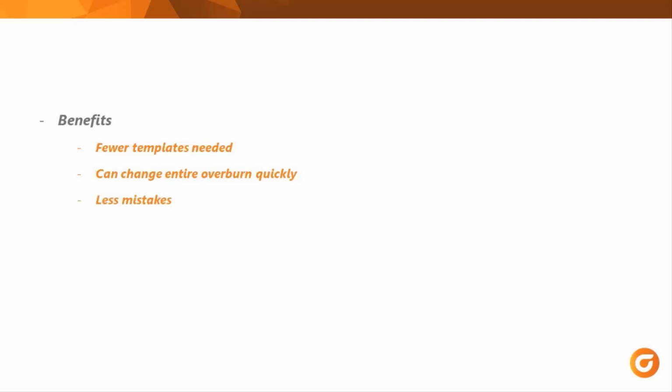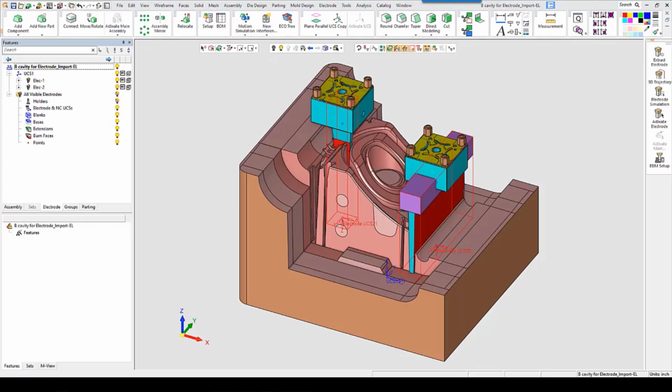Some of the benefits of using automatic overburn setting are fewer templates. You're able to change the overburn for the entire electrode from, let's say, 20 to 5 or vice versa if you're adding an electrode, with just a few clicks and 0 mistakes. Okay, so let's get started.